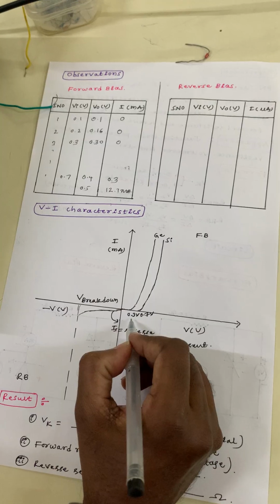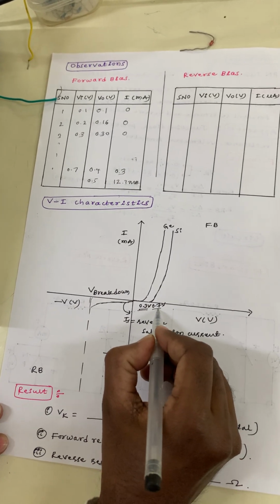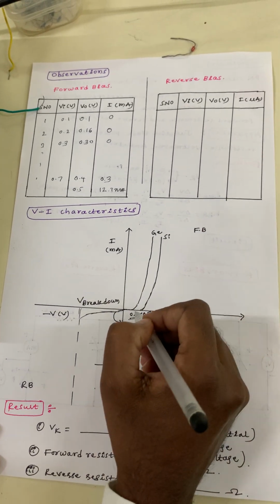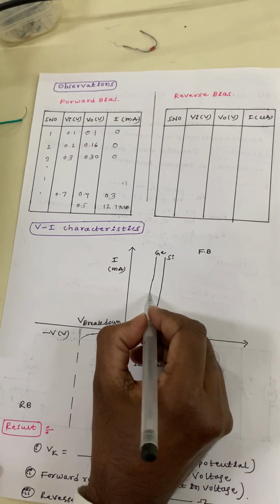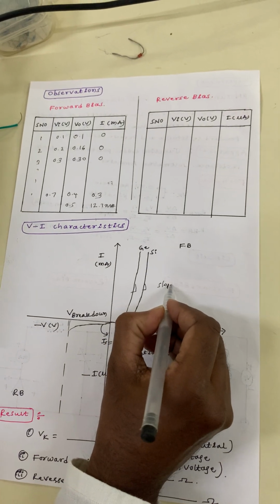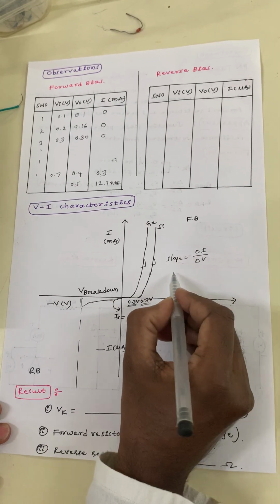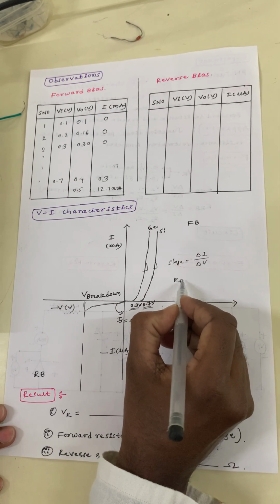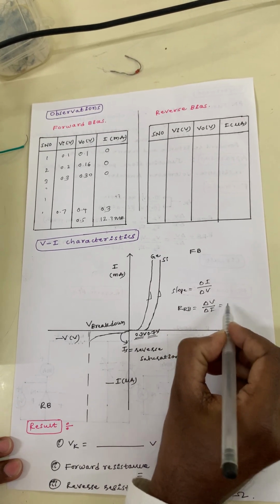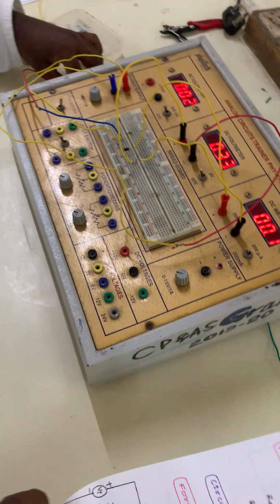What is that graph you are able to see? For germanium diode 0.3 volts is there. For silicon diode 0.7 volts is there. After taking this graph, the graph will come like this. Find the slope, which is delta I divided by delta V. Now the forward resistance is equal to delta V by delta I, which is equal to 1 by slope.